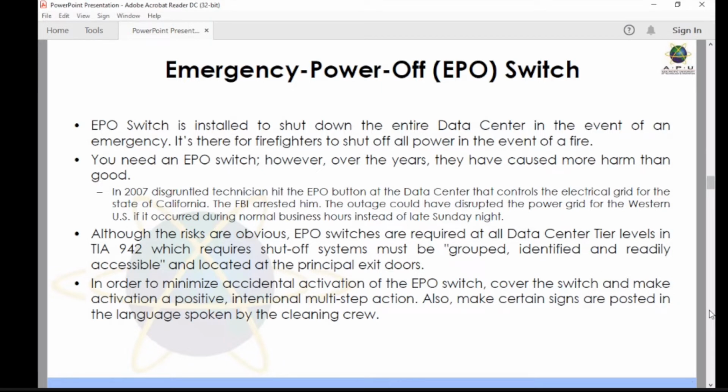Okay. In order to minimize accidental activation of the EPO switch, cover the switch and make activation a positive, intentional multi-step action. Keep a cover below so that it cannot be pressed in one go, so that it doesn't get pressed accidentally, because it's more secure that way. Also make certain signs are posted in the language spoken by cleaning crews. So you have also some signs posted, okay, close to those EPO switches.